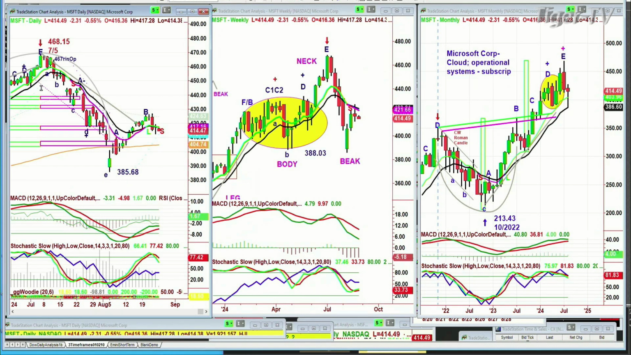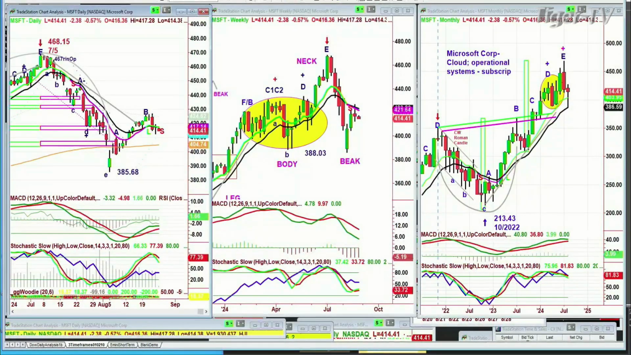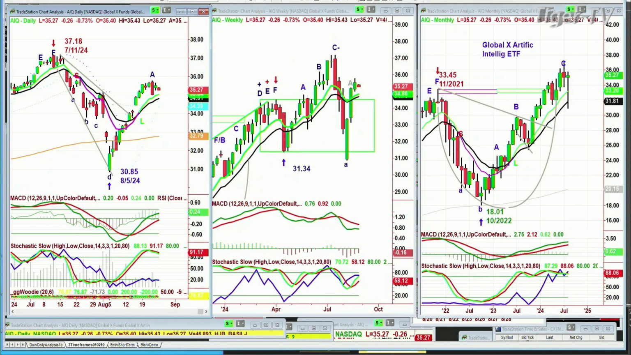I think it's going to be pulling back, and it's going to have a digestive phase as we go to different areas in the market in the next big move to the upside. And that's kind of what we're seeing. And this isn't telling me about AI, because the AIQ, the Global X Artificial Intelligence ETF, trading at 35.27, down 25 cents, has had a spectacular leg A from 30.85 on the 5th of August to the most recent high in the 35s.